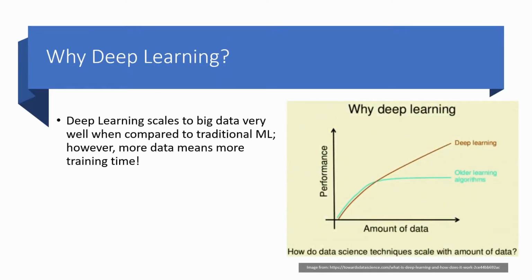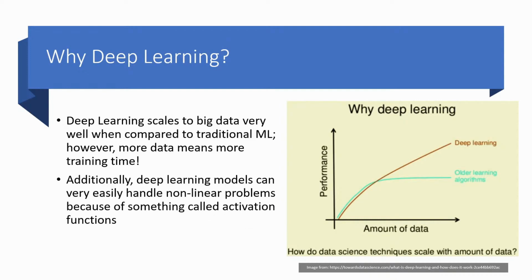Deep learning scales to big data very well when you compare it to other traditional machine learning algorithms. However, more data means more training time. If we look here on the right side in this graph, we can see that as the amount of data continues to increase, the performance of the deep learning model also continues to increase. However, with older learning algorithms and machine learning, the amount of data actually causes the performance to plateau once it reaches a certain level.